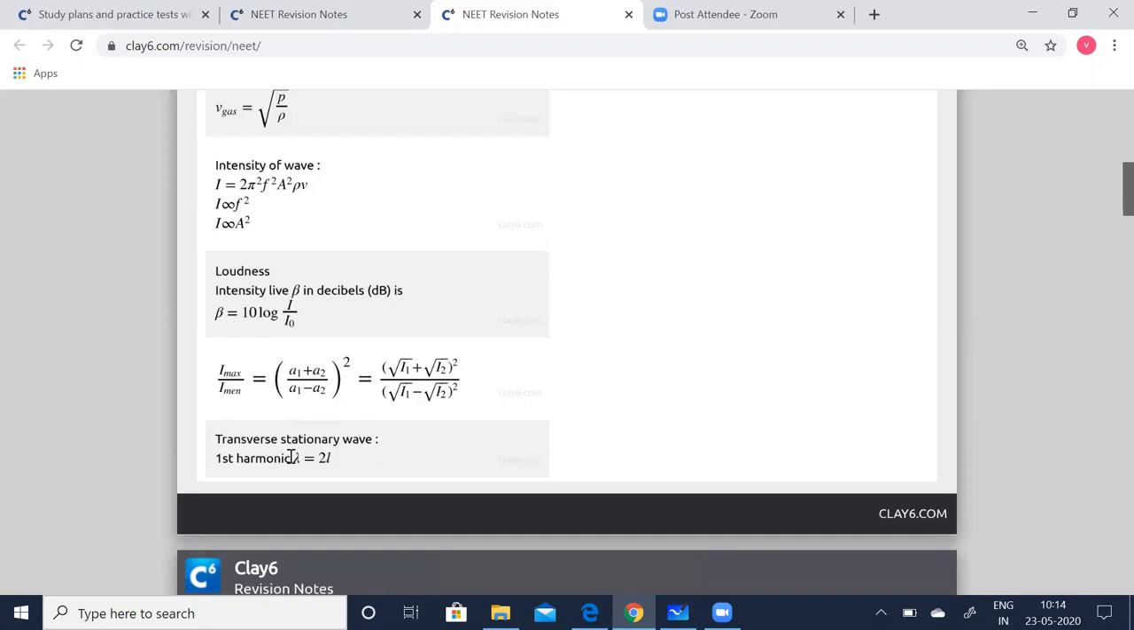Transverse stationary waves. First harmonic wave, lambda is equal to 2L.